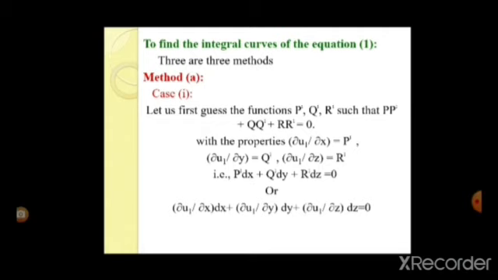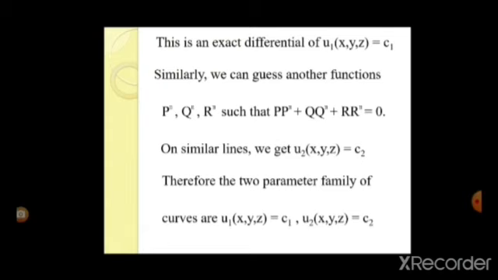And here p dash dx plus q dash dy plus r dash dz equal to d of u1, that is the differentiation of u1. Similarly, we can guess other functions, that is p double dash, q double dash, r double dash, such that p double dash plus q double dash plus r double dash equal to 0.